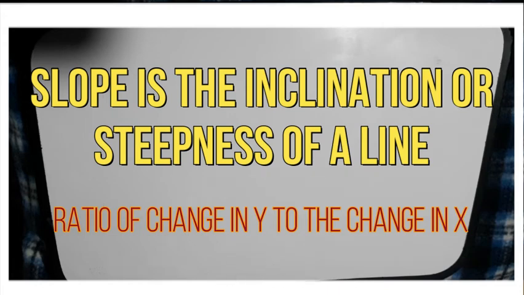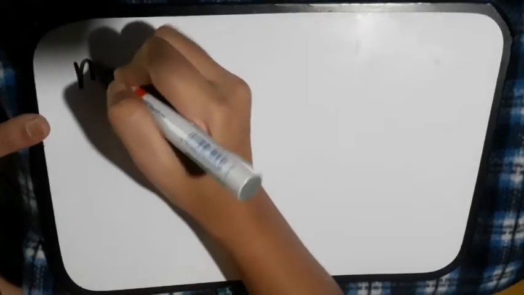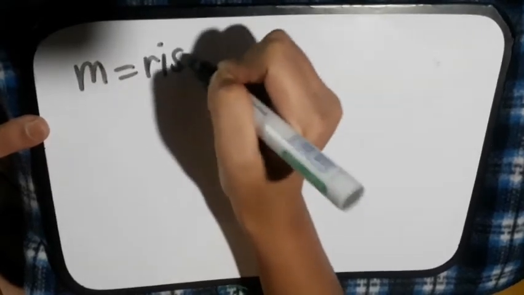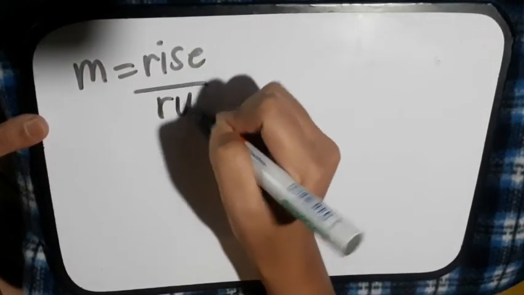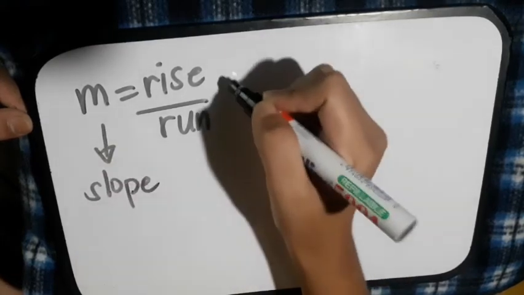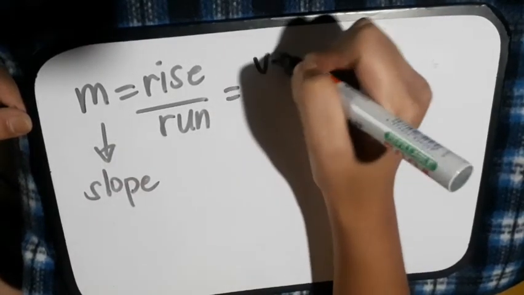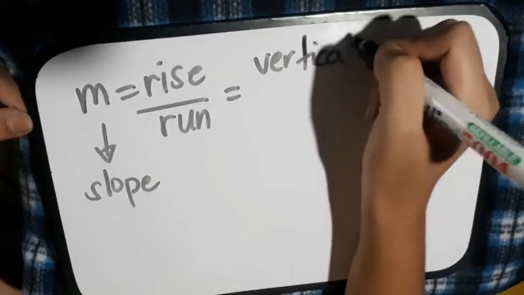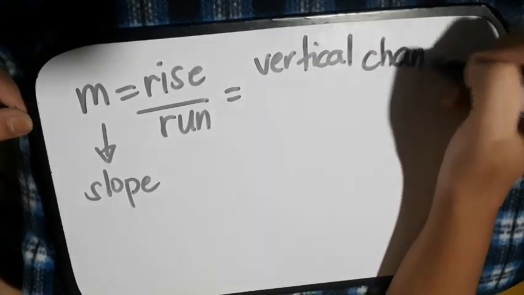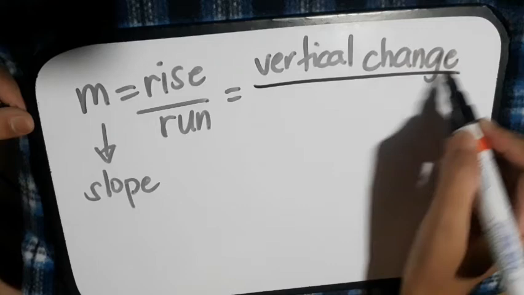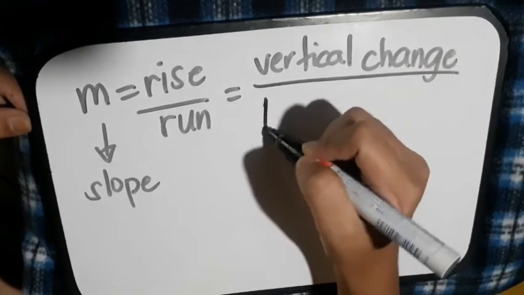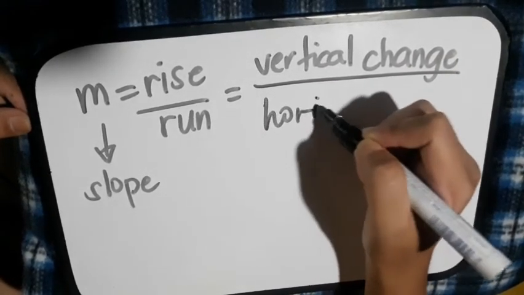Kung gagamit tayo ng 2 points sa paghanap ng slope, gagamitin natin ang formula na m is equal to rise over run. Kung saan ang m ay tumutukoy sa ating slope at ang ating rise ay tumutukoy sa ating vertical change at ang ating run naman ay tumutukoy sa ating horizontal change.